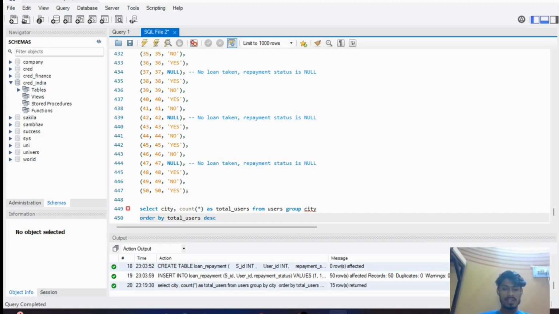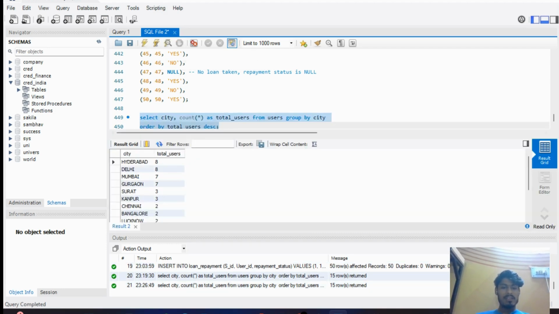Here we use the DESC keyword, which shows us the descending order, top to bottom. Here we can see that the table is made, which clearly shows that in city Hyderabad the total number of users is 8, in Delhi 8, Mumbai 7, Gurgaon 7, Surat 3, and then Patna 1. So the most users are in Hyderabad, and the least number of users are in Patna.